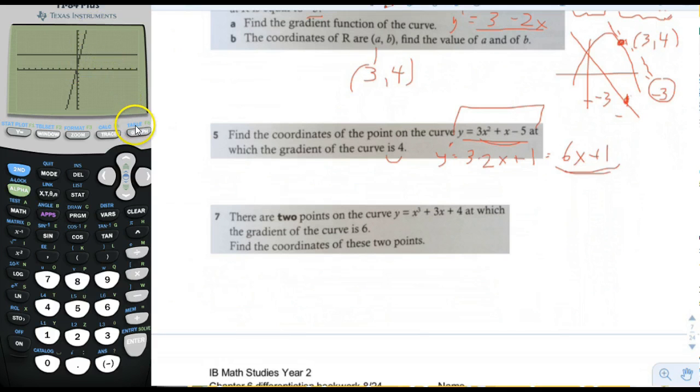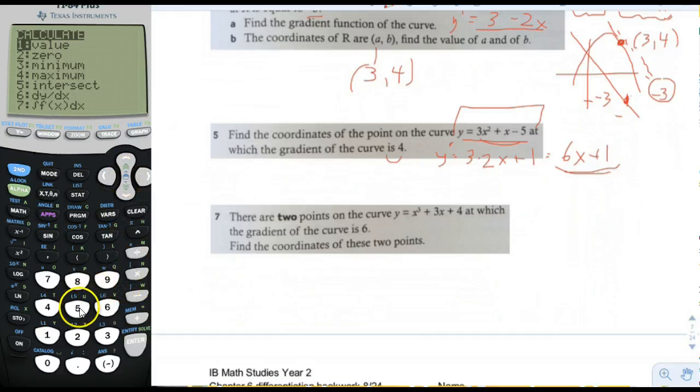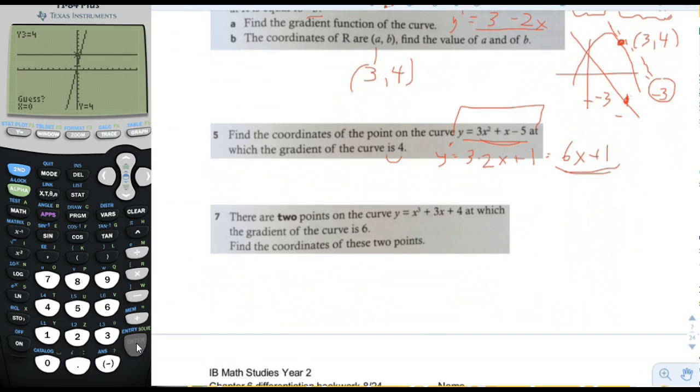And the way I do that is I do it with the intersect command. So I do second calc, intersect, which is 5. And then I say, oh, the intersection between the second curve, enter. I just hit enter 3 times. And it tells me that the intersection of this line and this horizontal line, which represents y equals 4, is x equals 0.5. Okay, so x equals 0.5 is the x coordinate.